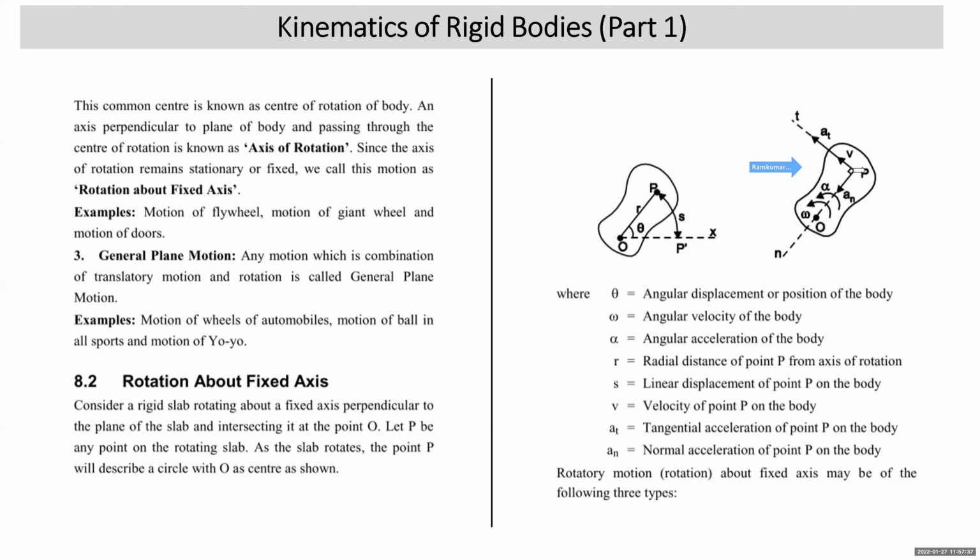We should also understand that theta, omega, and alpha refer to the body in rotation, whereas AN, AT, and V, normal acceleration, tangential acceleration, and velocity, refer to a point on the body. Like in this example, this diagram, V, AT, AN refer to the point P on the body, which is rotating about a point O or axis of rotation through O. Now we'll understand different types of rotary motion.